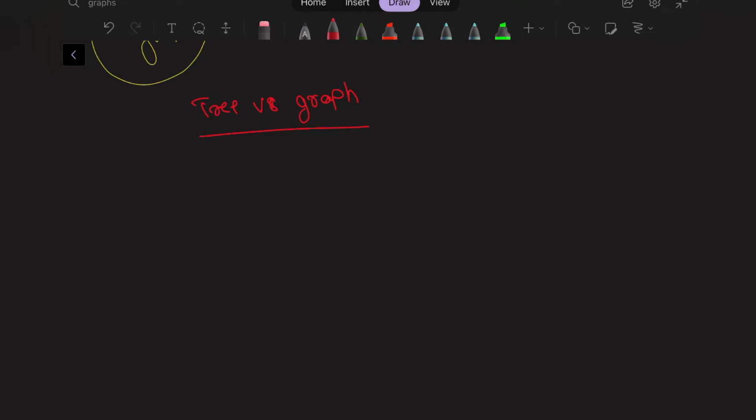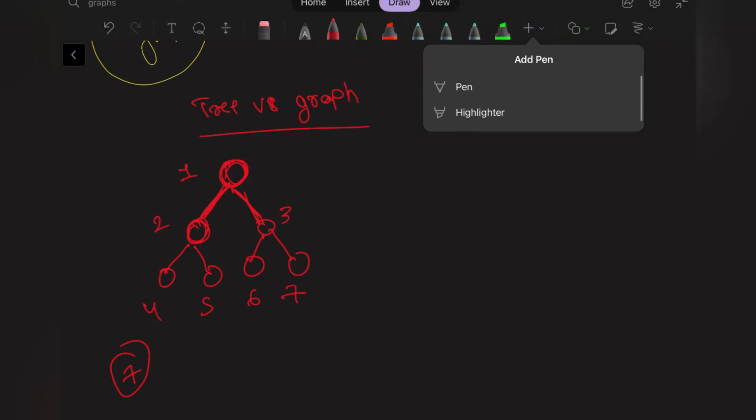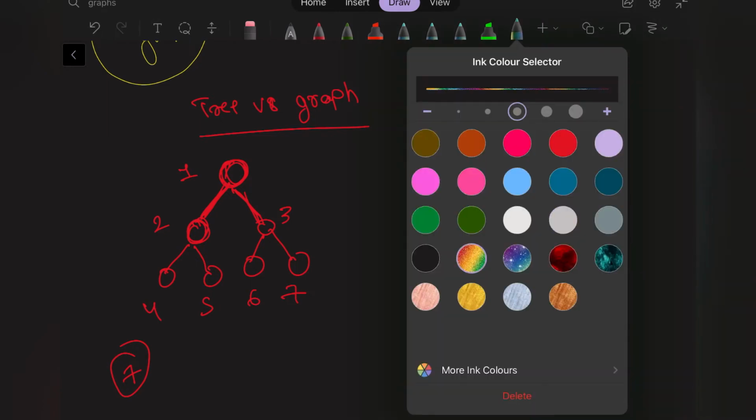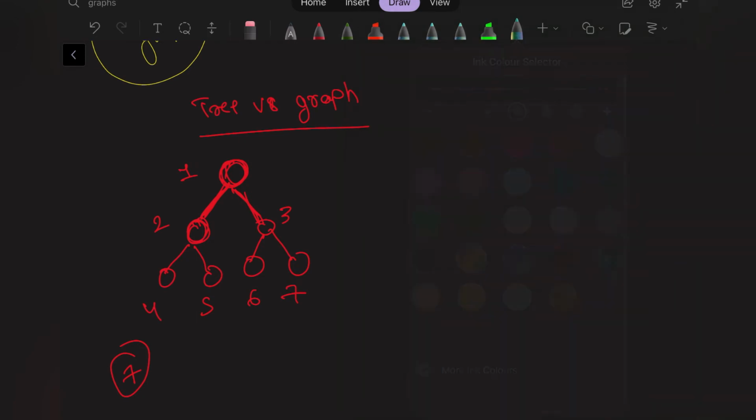If you notice, a tree, what is a tree? Suppose this is a tree we have. How many vertices are there? One, two, three; we can say nodes in the tree: three, four, five, six, seven. There are seven nodes, and how many edges are there? Let me take a pen. If we go this is the first, second, third, fourth, fifth, sixth. So there are six edges.